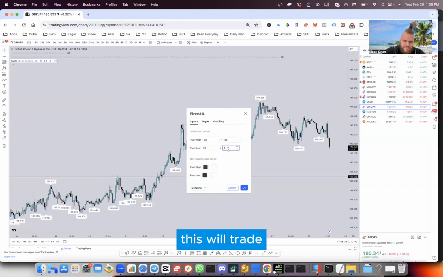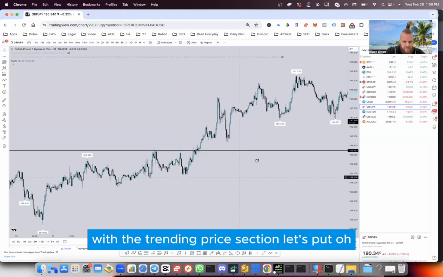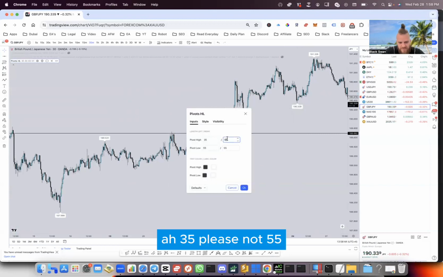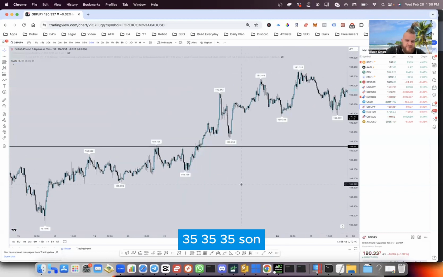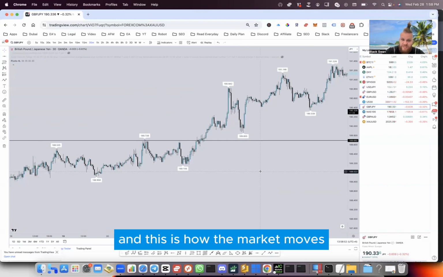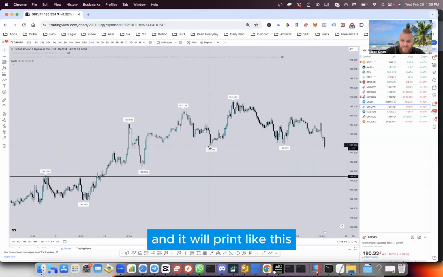This will trade with the trending price action. Let's put 35, please, not 55. 35, 35, 35. So these are levels in the market, and this is how the market moves. Creates a new high, pulls back, new high, and it will print like this.